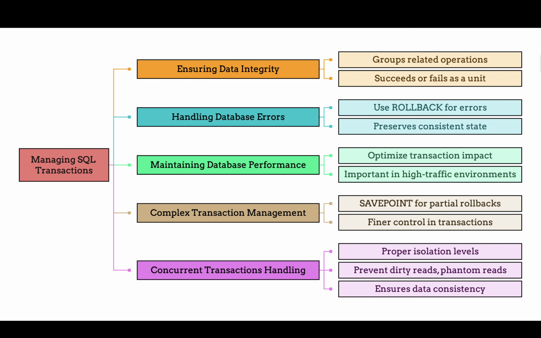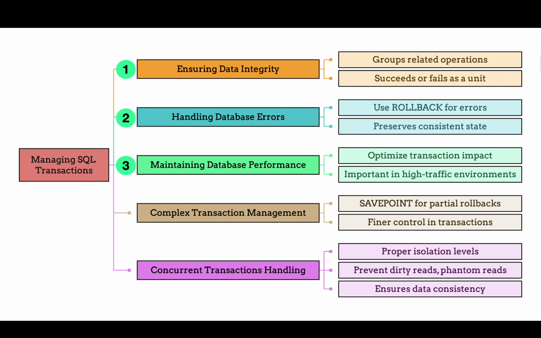Managing SQL transactions. 1. Ensuring data integrity. Transactions help ensure data integrity by grouping related operations into a single unit that either succeeds or fails completely. 2. Handling database errors. Use rollback to revert changes in case of errors or issues, preserving the database's consistent state.